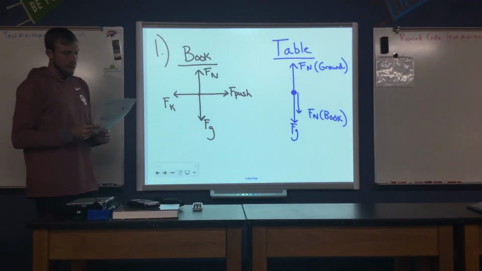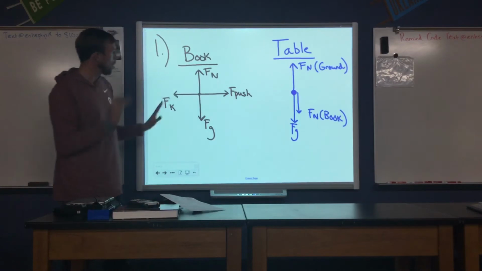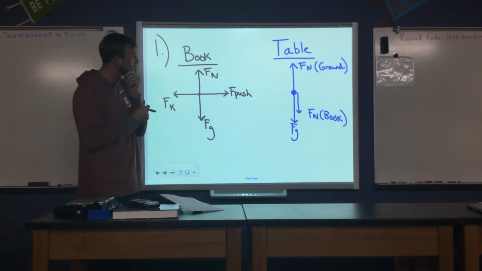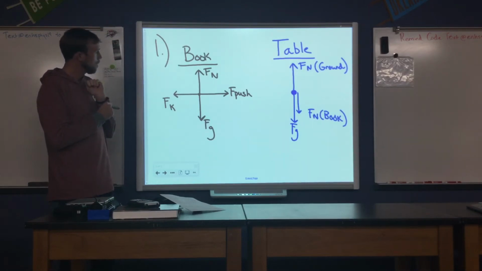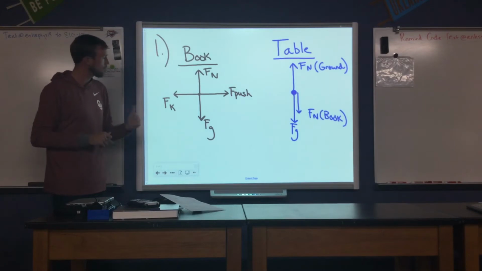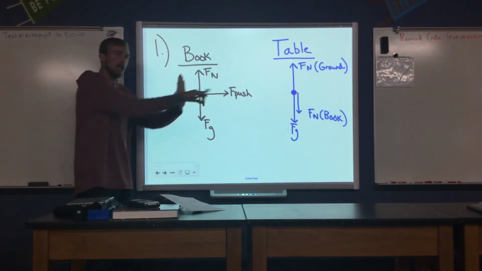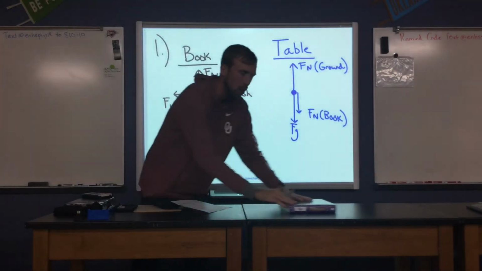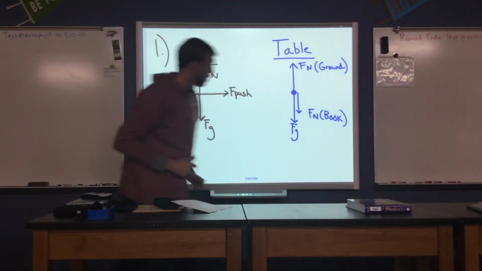Okay. Now, here's the tricky part. We also have this book that is rubbing against the table, or kind of rubbing across the table. So, we do know that for every force, there's an equal and opposite reacting force. So, as we're pushing on the book, there's friction resisting the book as it's moving across the table. Okay? Which can be a little bit challenging.